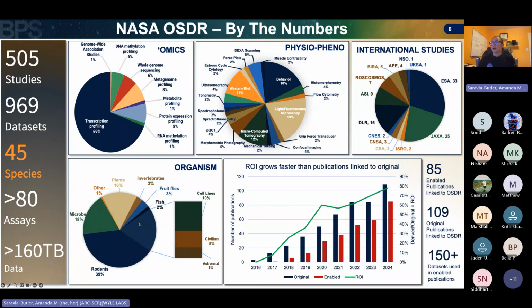And then we do collect these data from any model organism that was in space. And so you'll see that the majority of the organisms in our repository is rodents, but we also have a fair amount of microbes and plants.